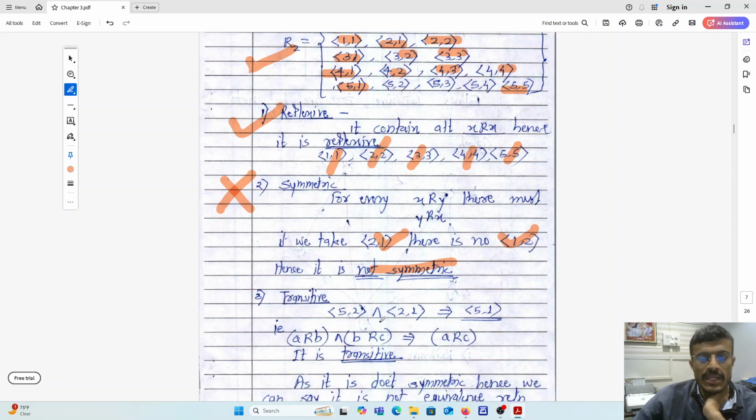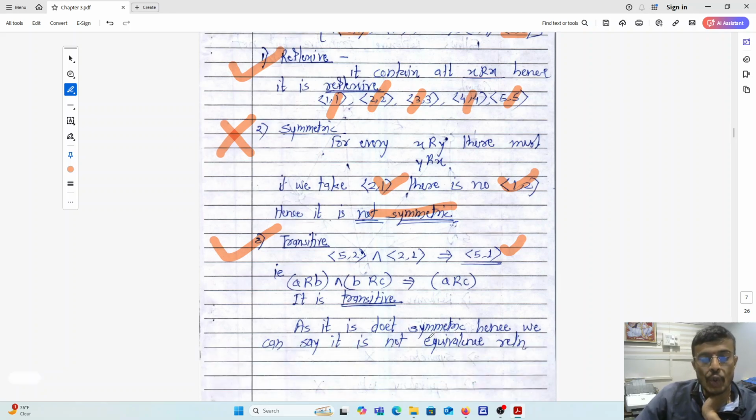And the transitive property: ordered pairs 5 2 and 2 1 give you 5 1, so it follows the transitive property. Out of the three properties of a binary relation, it follows reflexive and transitive only, it does not follow the symmetric property. Hence it is not an equivalence relation. Keep in mind, if the question is asked in the university examination, it is not an equivalence relation.